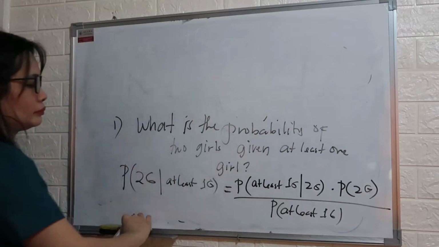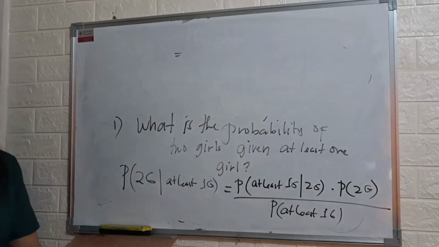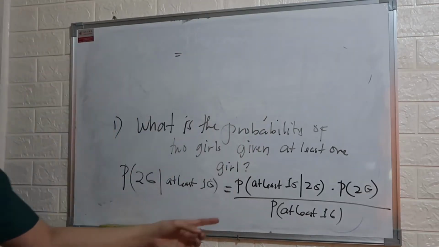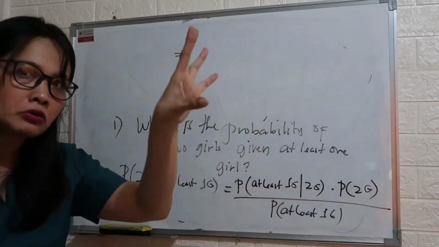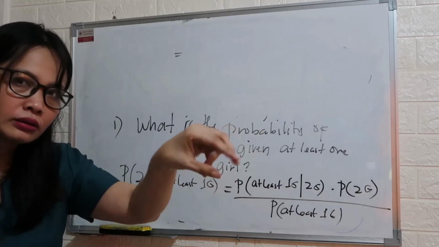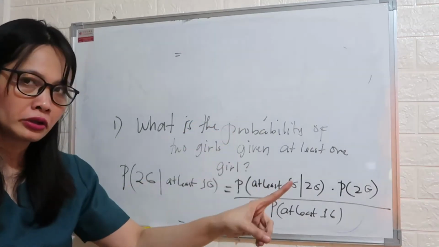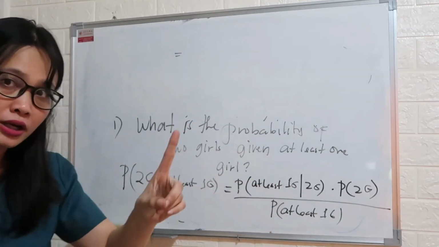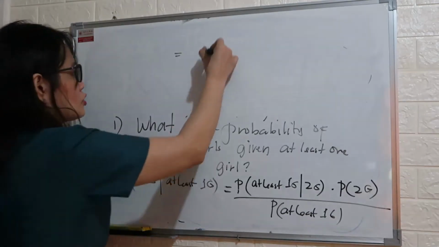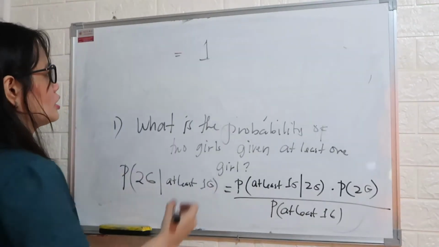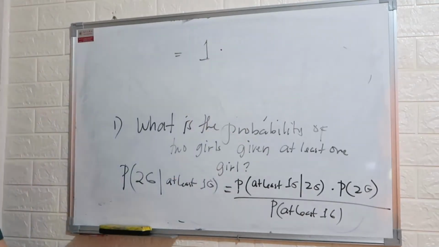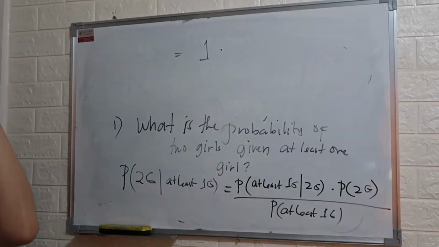So how do we solve that? To solve that, what is the probability of getting at least one girl given two girls? What is the probability of getting at least one girl in two girls? Of course, it's one. Given that, it happened, it's true. So that's one, multiplied by the probability of getting two girls. What is the probability of getting two girls?